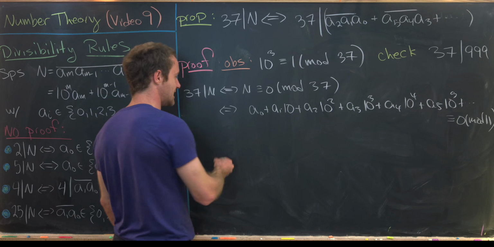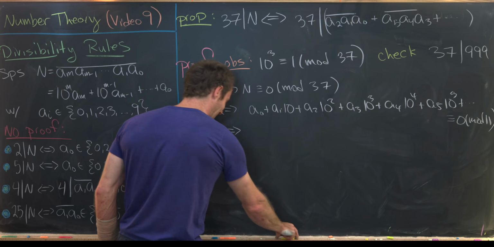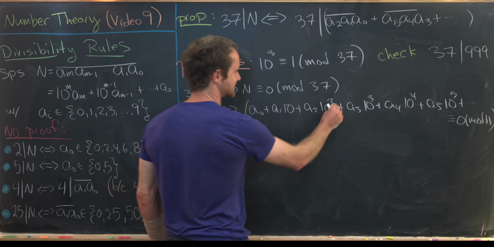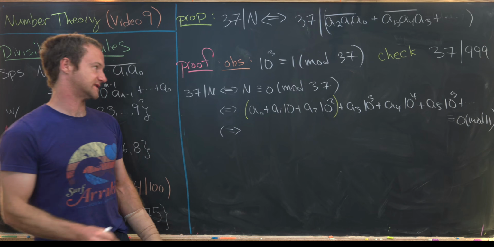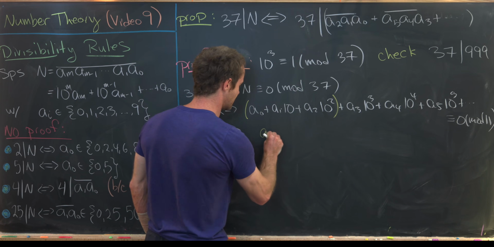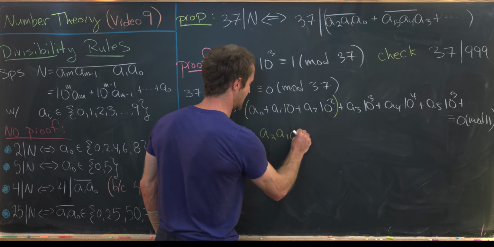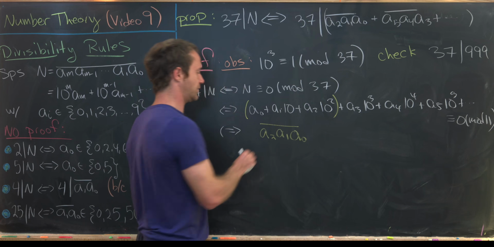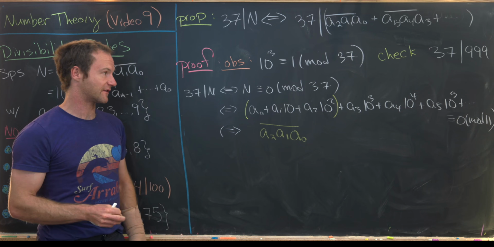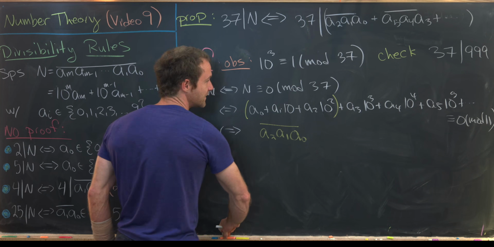Okay, but now notice we can collapse these. We can collapse this thing, which is in yellow parentheses, to the 3-digit number a2, a1, a0. So I'll put the line over it to just point out that that's that 3-digit number.